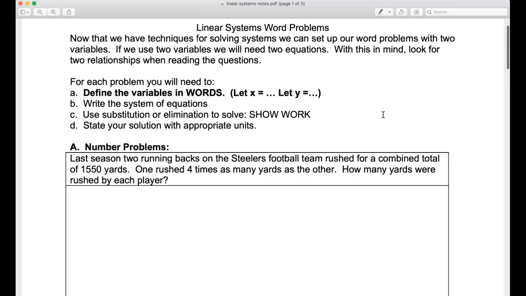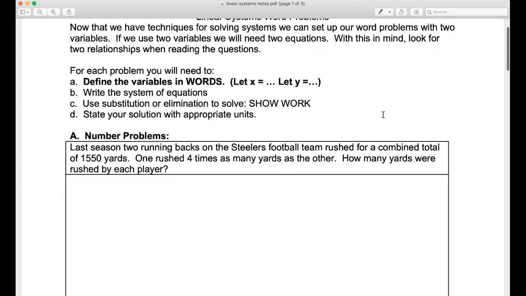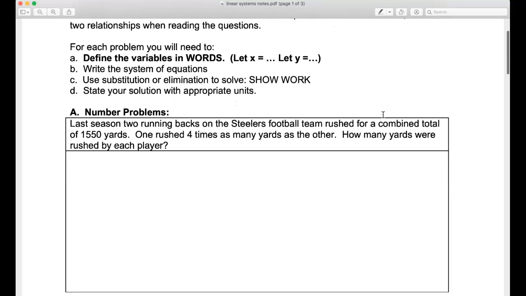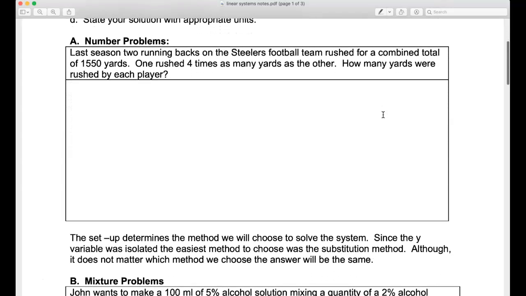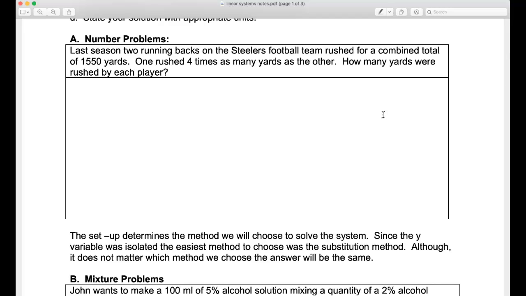So we're going to go through some techniques that we can use when creating linear equations. Can we take a word problem and set it up so that it turns into a linear equation? For each of the problems, we're going to define the variables in words, let x equal this, y equal that, then write the system of equations and use substitution or elimination to solve, and then state your solution in appropriate units. So here we go for our first one.